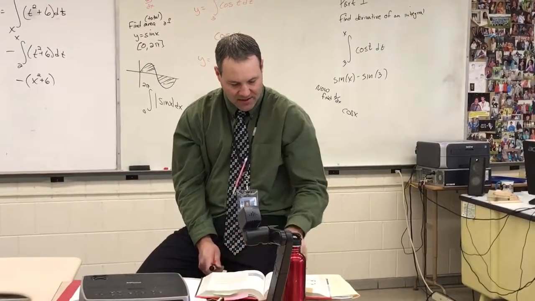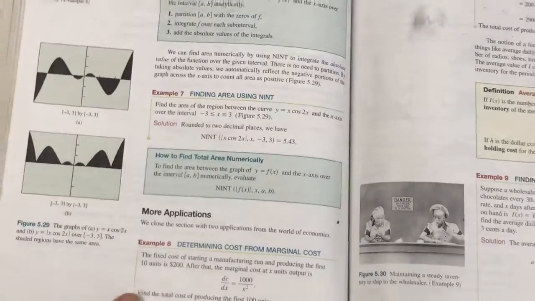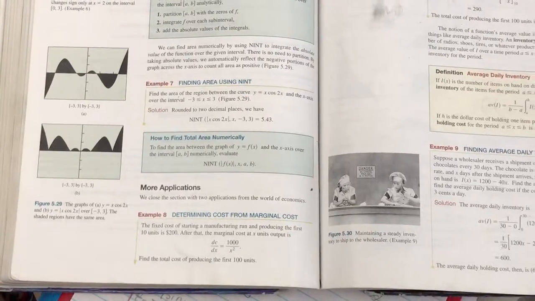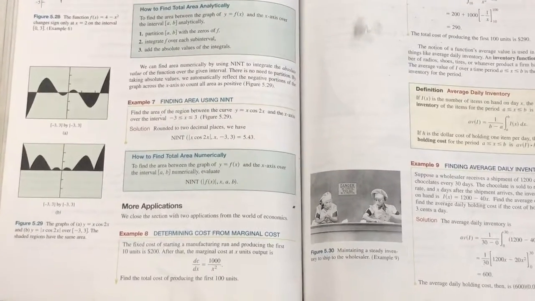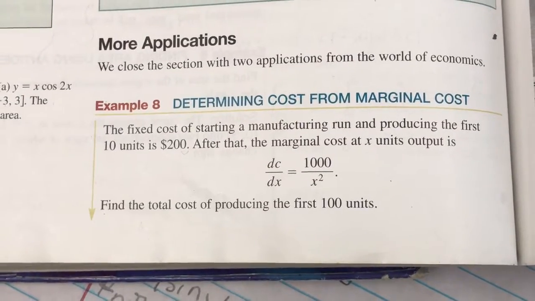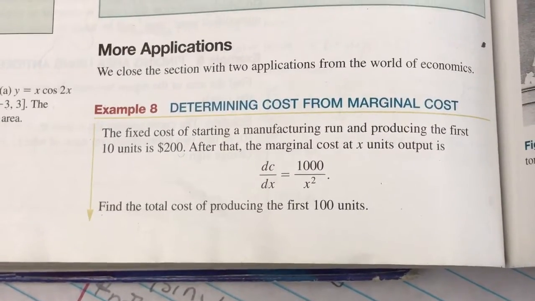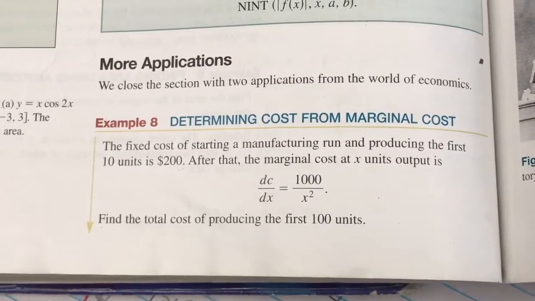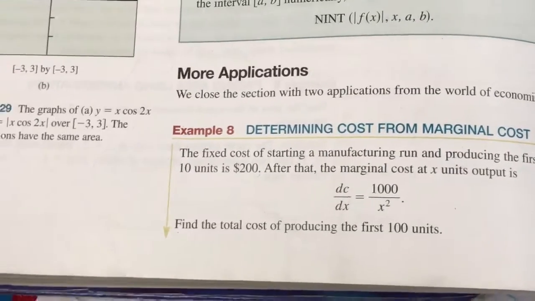It says the fixed cost of starting a manufacturing run and producing the first 10 units is $200. So no matter what, our first 10 units is $200. We're not going to do any calculus to figure out the cost for the first 10 units. It's given to us. It is $200. After that, the marginal cost becomes the differential equation 1,000 over x squared. So we want to find the total cost of producing the first 100 units.